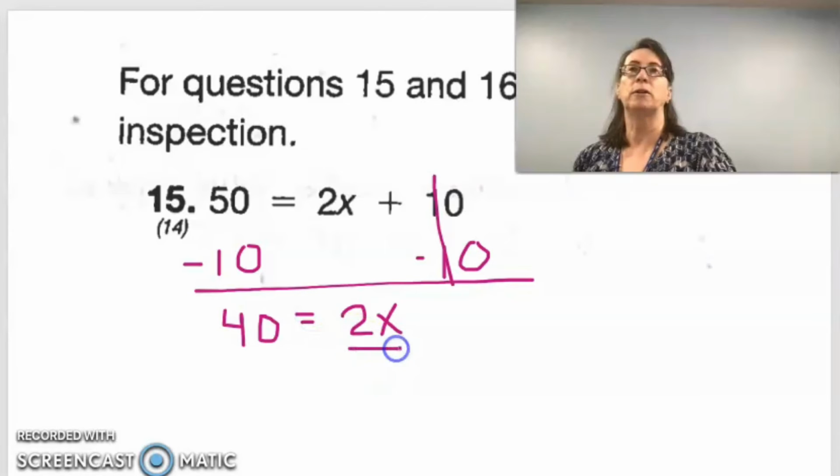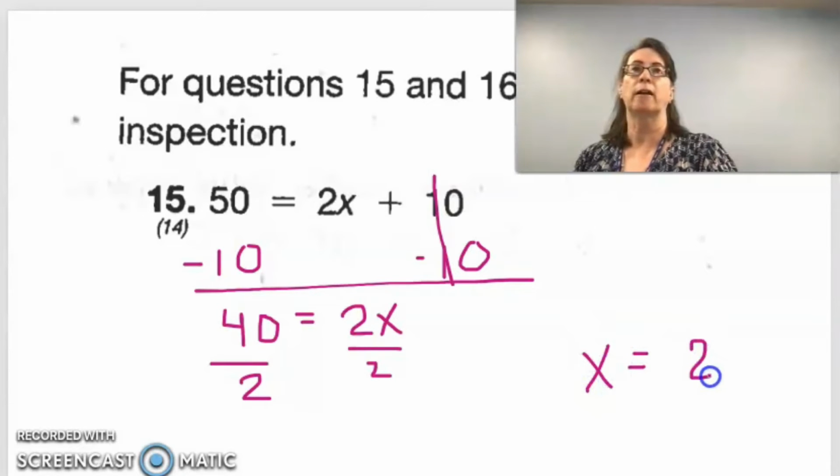And divide by 2 on the other side, and we get x is 20. Now the smart thing to do is to take our x is 20, go back in here, and plug it in. 2 times 20 is 40 plus 10 is 50, which equals what we're supposed to have.